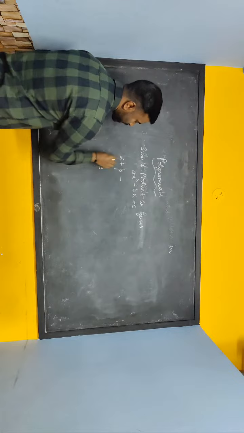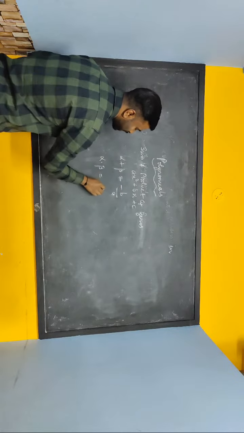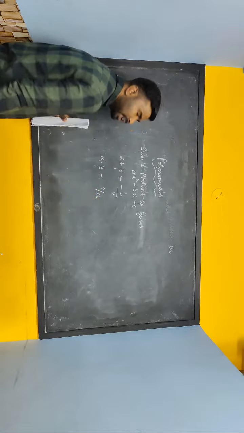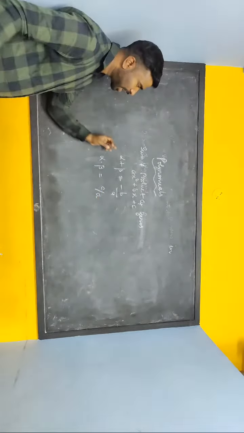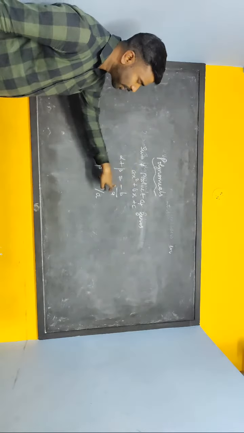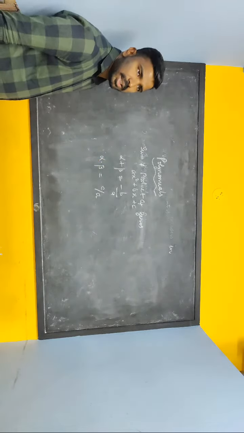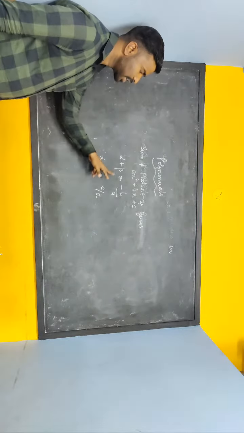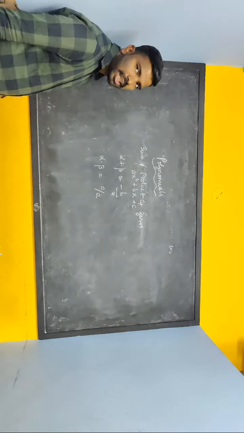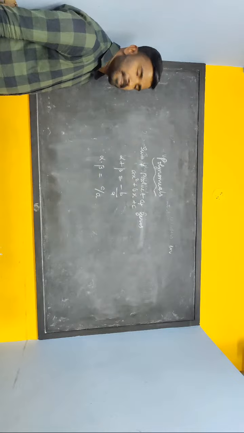Sum of zeros, alpha plus beta equals minus b by a. Product of zeros, alpha into beta is c by a. This is how we calculate the sum of zeros and product of zeros. The sum of zeros is given by minus b by a, and the product of zeros is given by c by a.